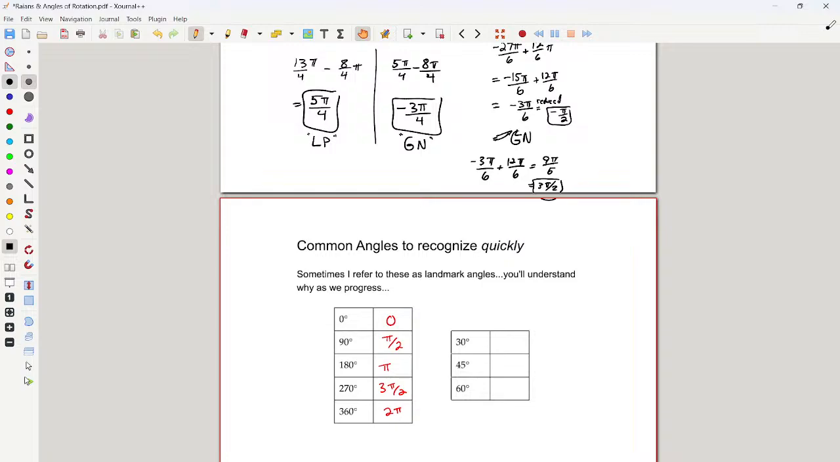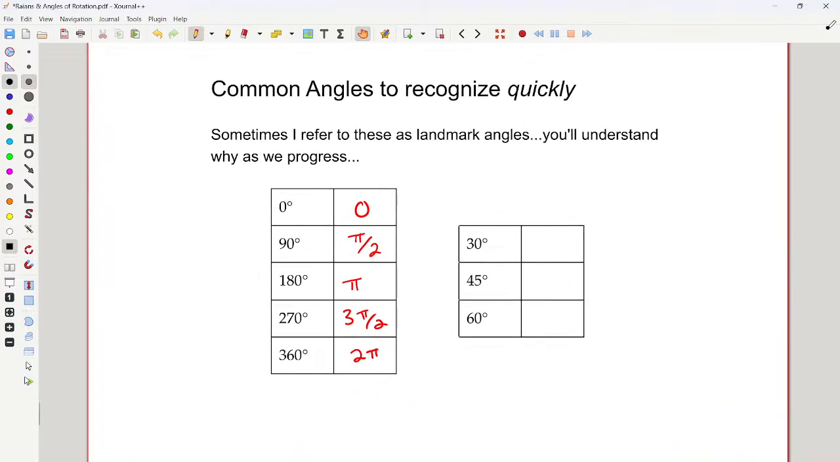Multiple things just happened there. If you caught it, you know it as well as me. Common angles to recognize quickly: 0 degrees, 90 degrees, 180 degrees, 270 degrees, 360 degrees, the quadrantal angles and their equivalent radian measure, 0, pi over 2, pi, 3 pi over 2, 2 pi. It was a fun conversation, at least for me. I hope you enjoyed some of it.